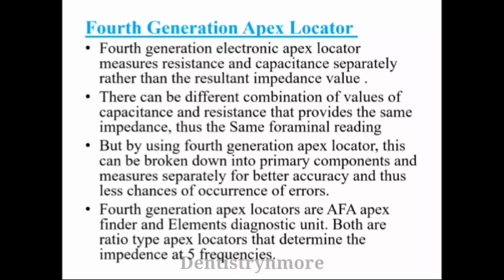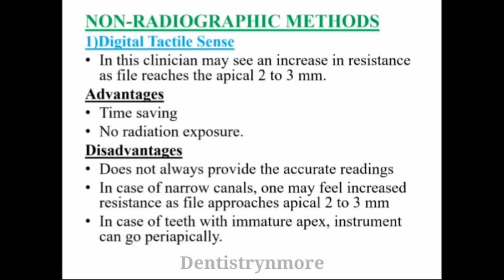So there can be different combinations of values of capacitance and resistance that provide the same impedance, thus the same reading. But by using this fourth generation, it can be broken down into primary components and measured separately for better accuracy, and thus fewer chances of errors.